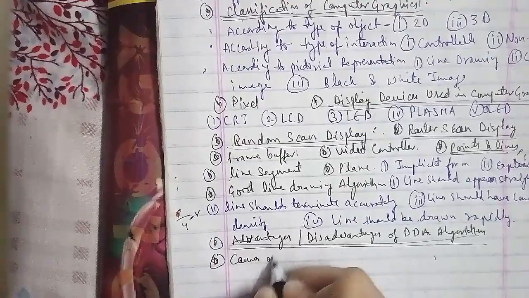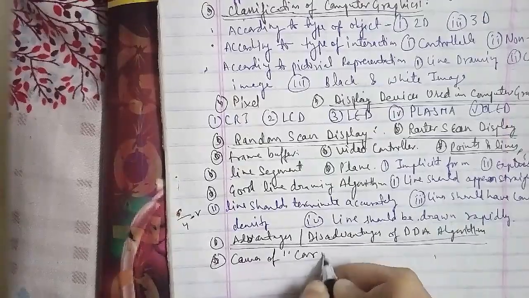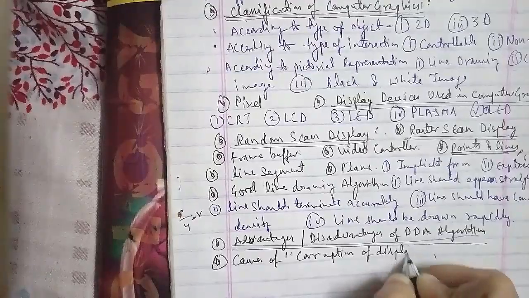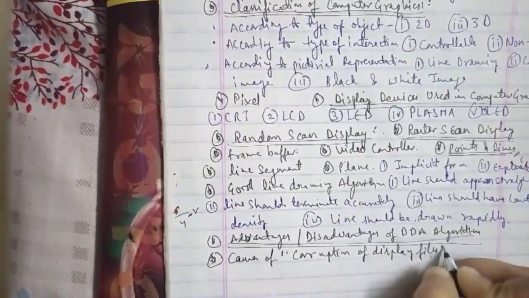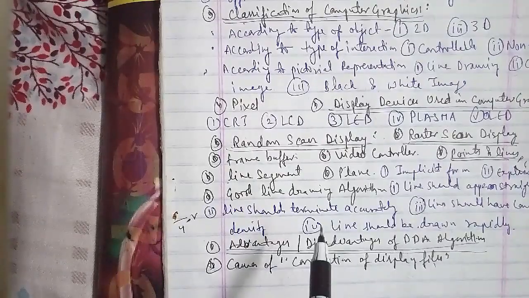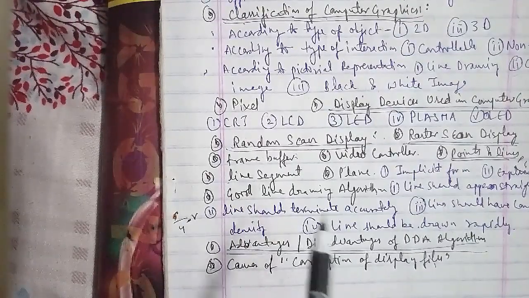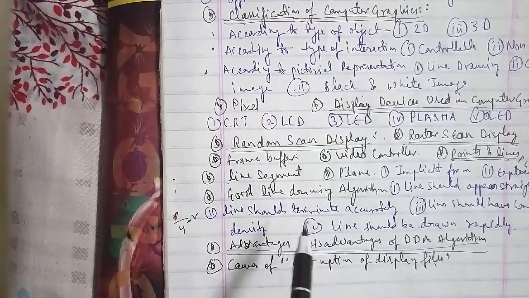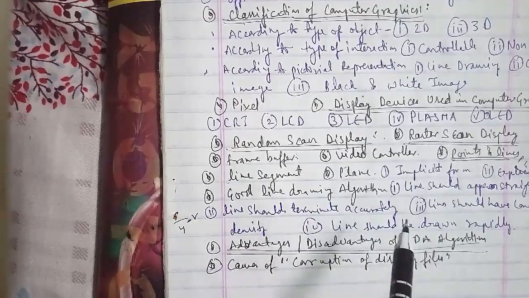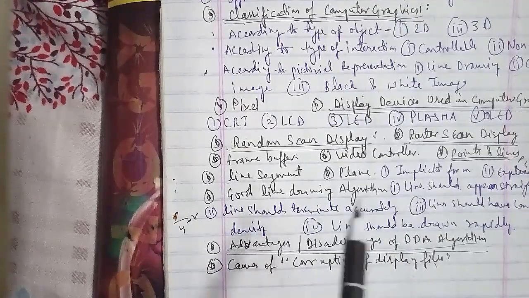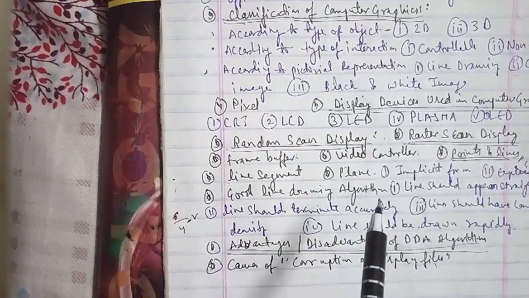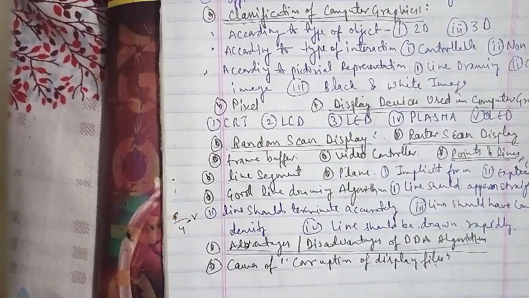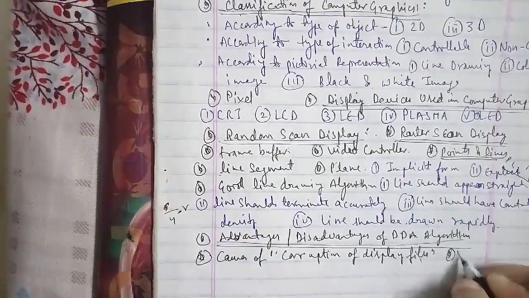Now we'll discuss the other question: give the equation of the midpoint of a line segment. The equation of the midpoint of a line segment is (xm, ym) equals ((x1 plus x2) upon 2, (y1 plus y2) upon 2). So that is what I will discuss here.